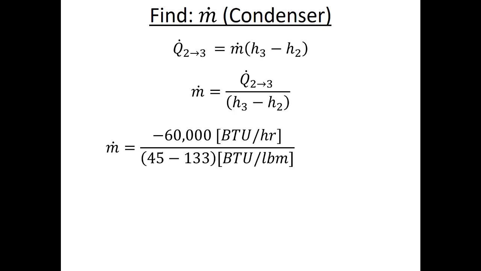That should always happen. If I got a negative mass flow rate, I think technically what that means is that the mass flow rate is flowing in the opposite direction than I think it's flowing. So here I have a negative divided by a negative, and I'm going to get this in pounds mass per hour. Maybe that's how I want it, but maybe I'd rather have pounds mass per second, so then I would have to convert from hours to seconds. But in this case, I'll just leave it as pounds mass per hour.